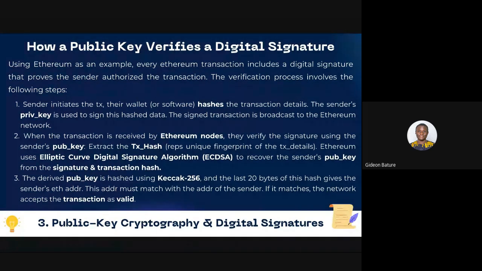If you remember, we say once you hash an information, you can't unhash it again. It simply means you can't get what is inside that place again. You have hashed it. Now, I want to ask a question. If that is how hashing is, how come you are able to get the public key from the signature and transaction hash? Because that's what they say there. They use this algorithm to recover the sender's public key from the signature and transaction hash. So how possible is that?